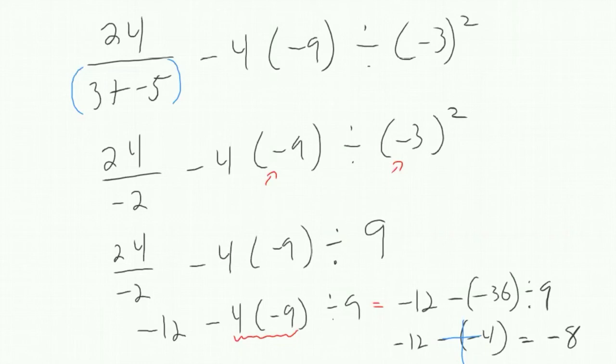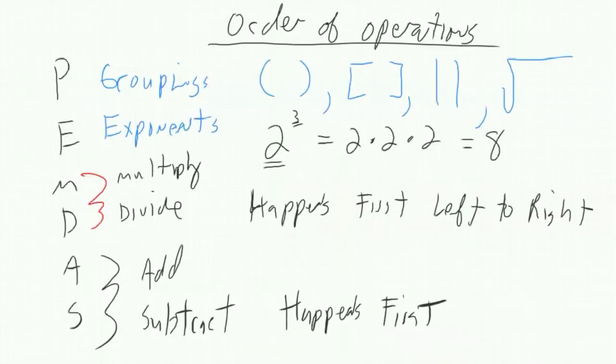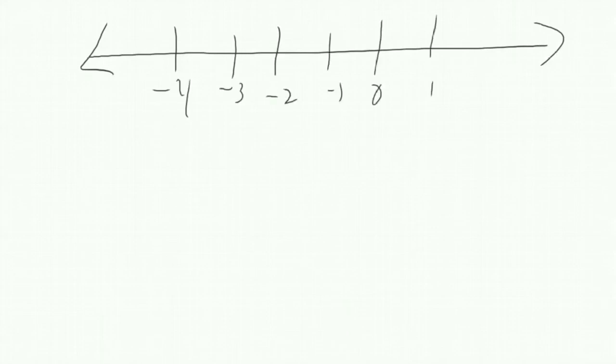So let's talk about some of the other order of operations stuff that we had a minute ago. We went through groupings. Let's talk about the other groupings here. So we have an absolute value and a square root. So if I go to a number line, and I'll do -4, -3, -2, -1, 0, 1, 2, 3, 4. Not drawing a scale. You'll notice in this class, I rarely draw anything to scale.